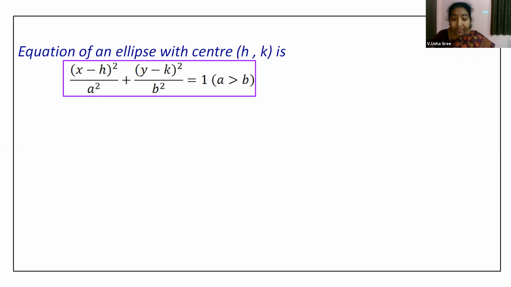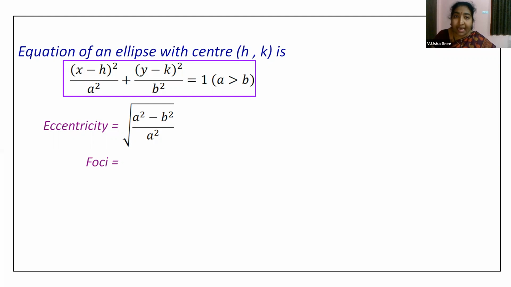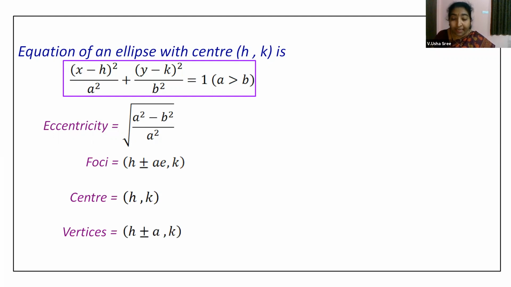In this case, eccentricity has no change. That will be root of a square minus b square by a square only. But foci will be changing because the position is not on the x and y axis. The axis is changing. Therefore, we will take it as h plus or minus ae comma k. And the center, of course, as mentioned in the beginning, will be h comma k. Vertices will be given by h plus or minus a comma k.